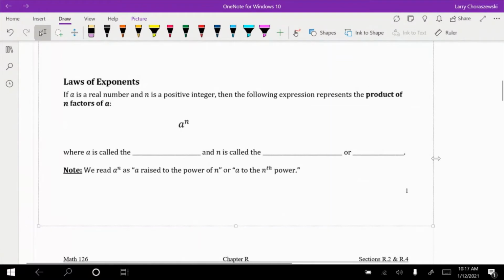Okay, so the next topic from section R.2 is going to involve exponents. Specifically, the laws of exponents. So there's going to be a little build-up before we get to those, though. Namely, a bit on notation. So I want to talk about what an expression such as this represents. It says here, if a is a real number and n is a positive integer, then the following expression represents the product of n factors of a.